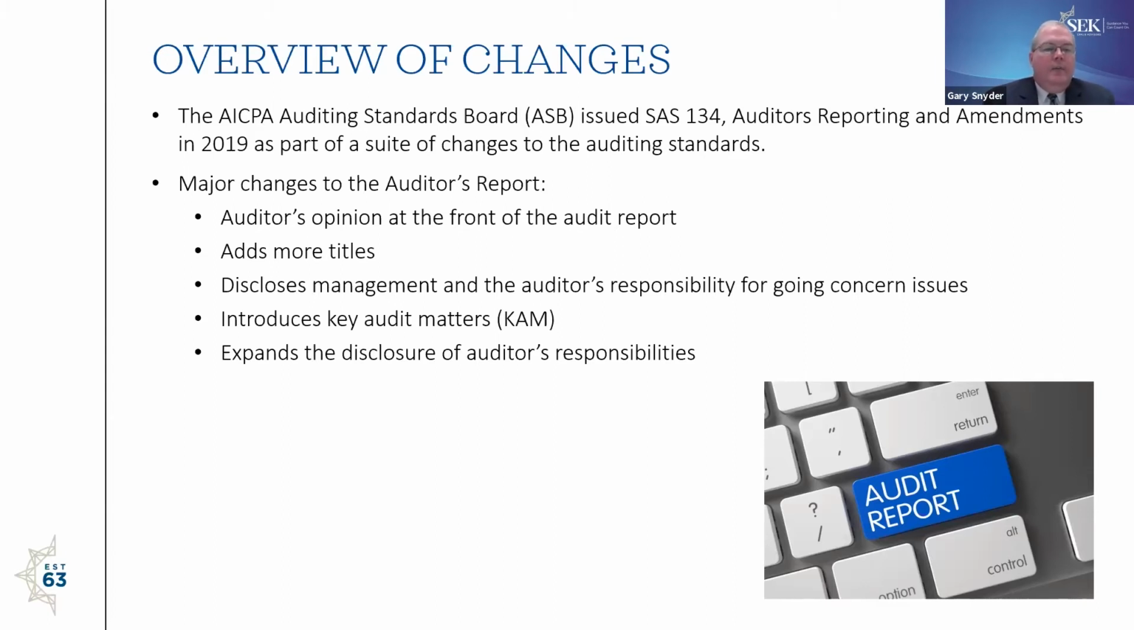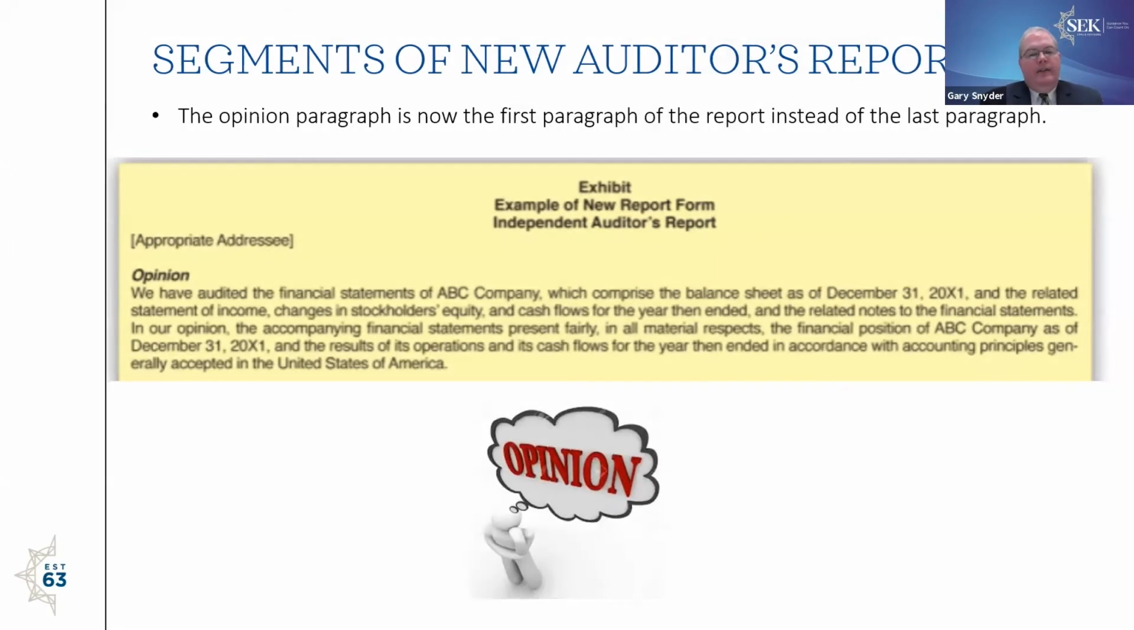So I just want to highlight some of these changes you'll see in the auditor's report. The major ones: the auditor's opinion is now at the front of the auditor's report. It adds more titles. It discloses management and auditor's responsibility for going concern issues. It introduces the key audit matters term and expands the disclosure of auditor's responsibilities. For each of these slides, I took snippets from an example report and put them in here so you can see what each of the paragraphs looks like in a sample, and so you can follow along.